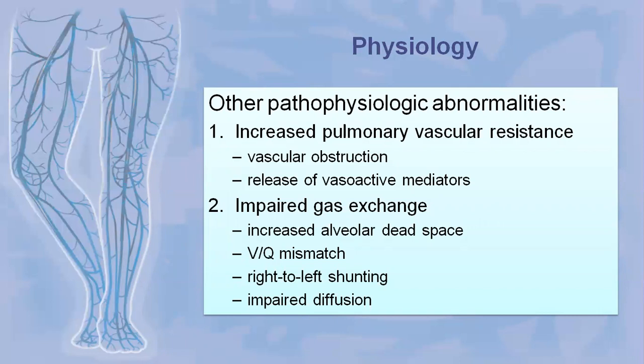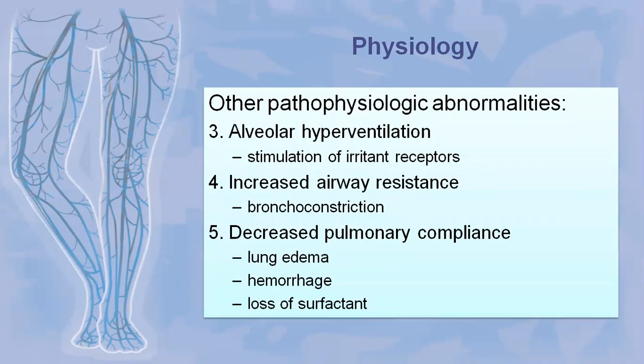Increased pulmonary vascular resistance may also result because of the vascular obstruction, as well as impaired gas exchange. This may be secondary to an increased alveolar dead space, a ventilation perfusion mismatch, right to left shunting, and impaired diffusion. So others are alveolar hyperventilation, increased airway resistance secondary to bronchoconstriction, and a decreased pulmonary compliance at a later stage because of lung edema, hemorrhage, and probably loss of surfactant.